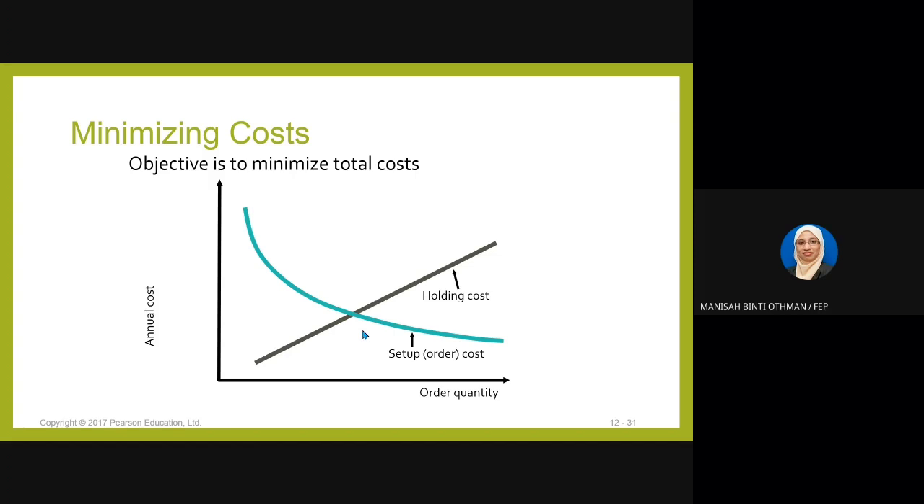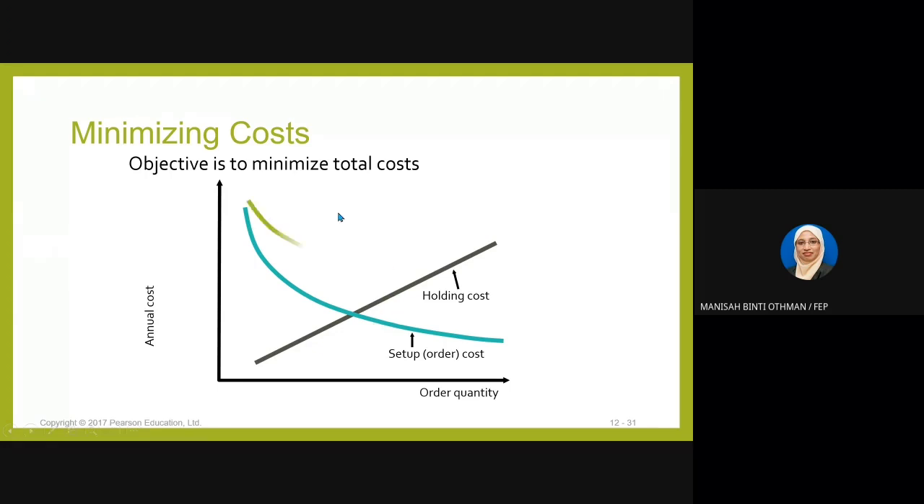But let's say you increase your order to 100 units. The ordering cost still remains the same, $100 per order, but now you order 100 units, so the ordering cost per unit will reduce to $1 per unit. That's why ordering cost has a negative relationship. When you increase the order quantity, the cost per unit will reduce.